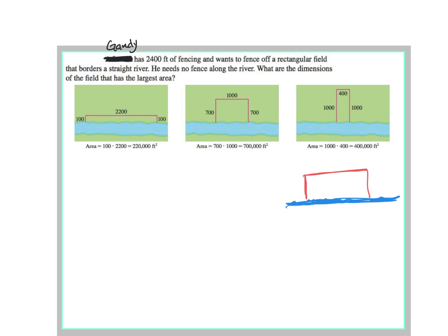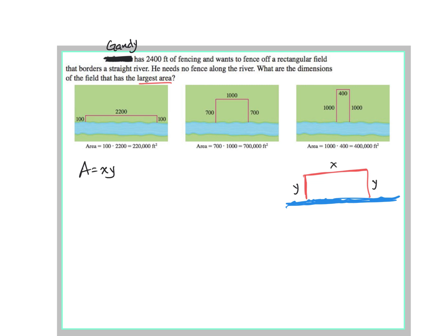All right. So it says, what are the dimensions that the field has the largest area? I personally am going to call these y and this an x because it's going vertical. I'm going to call those y, and then horizontal things I'm going to call x. That's just the way I'm going to do it. You can do it however you want. So what would be my area equation then? X times y. It's just length times width.